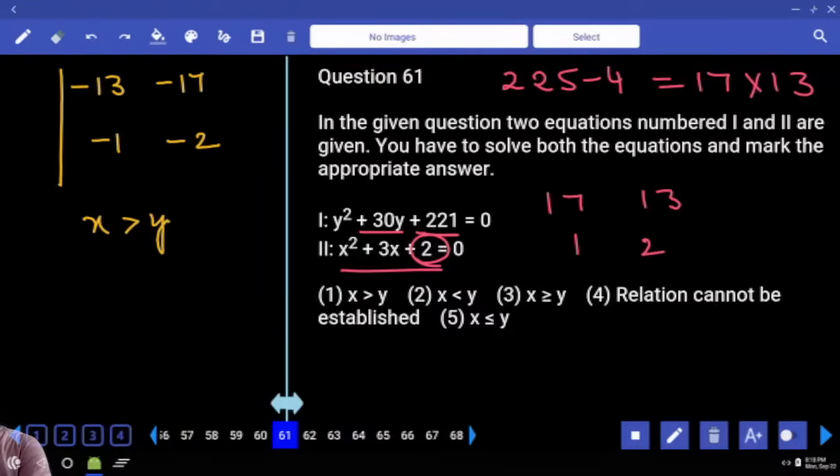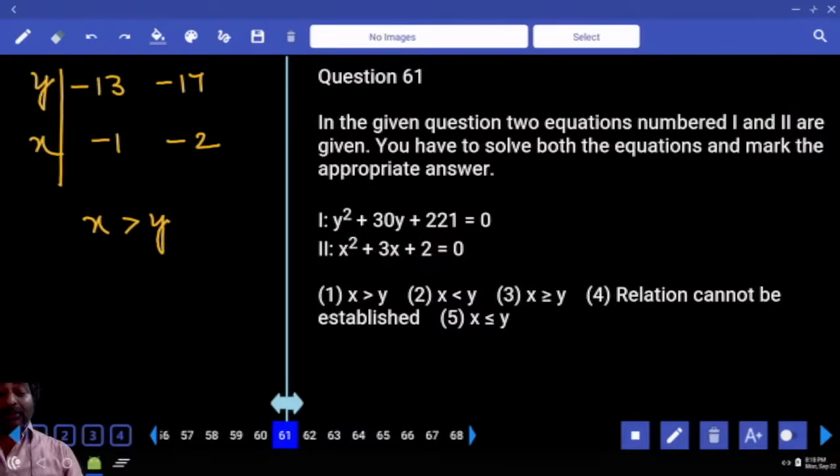I am right. Look at the equation. This is Y and this is X. X is greater than Y. Okay? Don't be in cloud 9 or make any assumptions. Examiner, I told you already, they will try to trap you in all the ways they can.